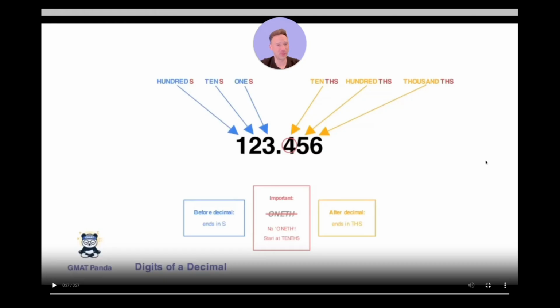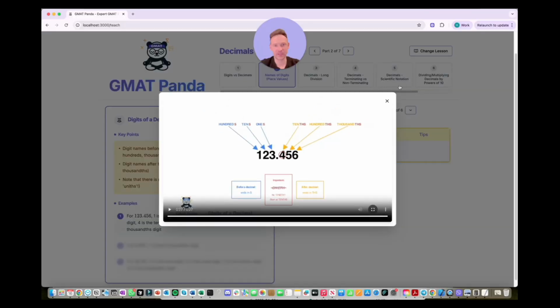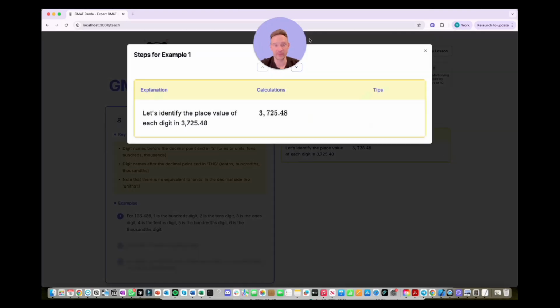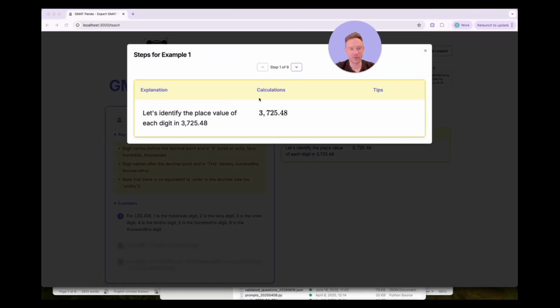So let's see an example now to illustrate this. Here we have a decimal number, which is 3,725.48. First of all, those of you who are from continental Europe or any country that uses the comma as the way of expressing a decimal, do not get confused.